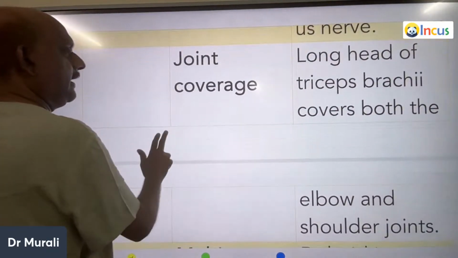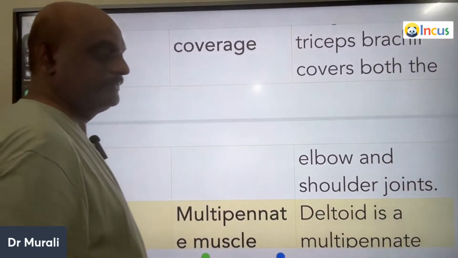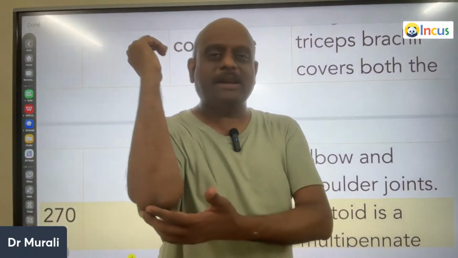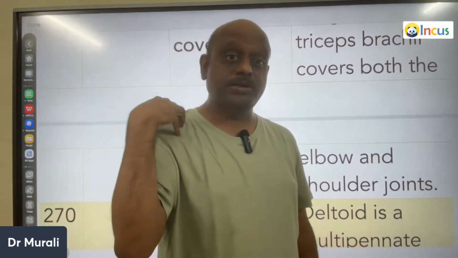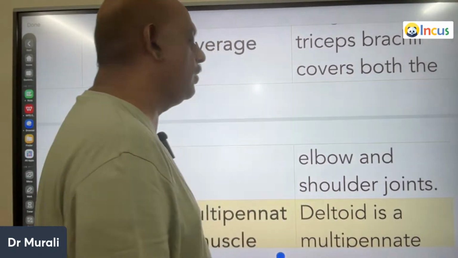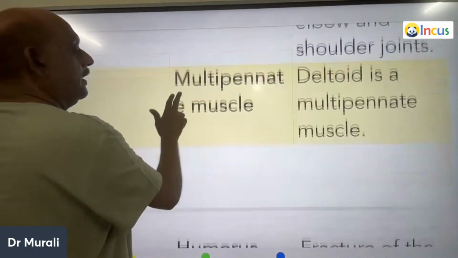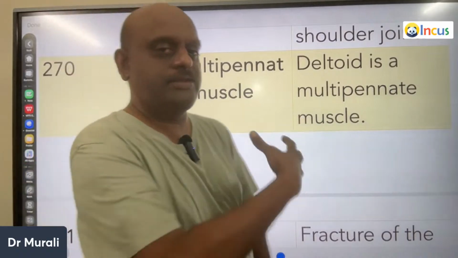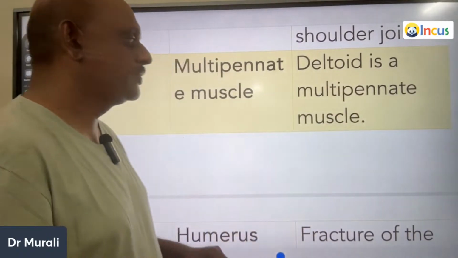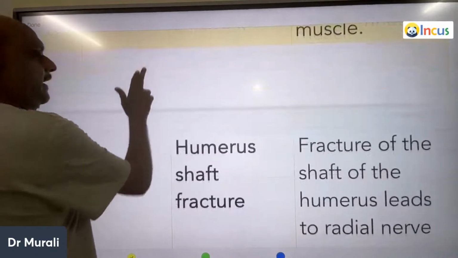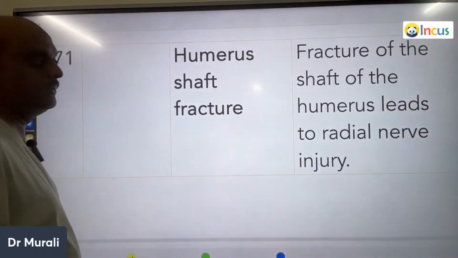The long head of the triceps brachii supplies both the shoulder and also the elbow, is what you need to remember. So what type of muscle is the deltoid? Deltoid is a multipennate muscle. So all examples of multipennate and unipennate muscles you should know.